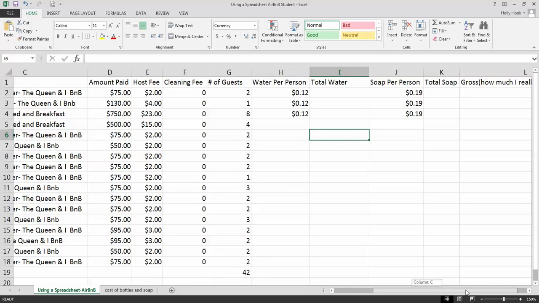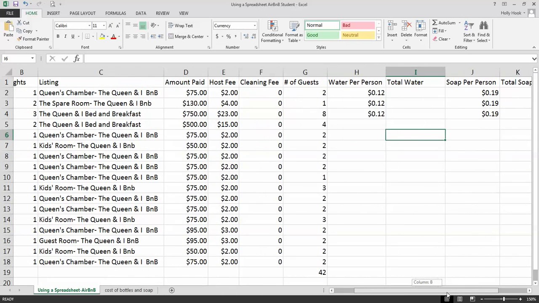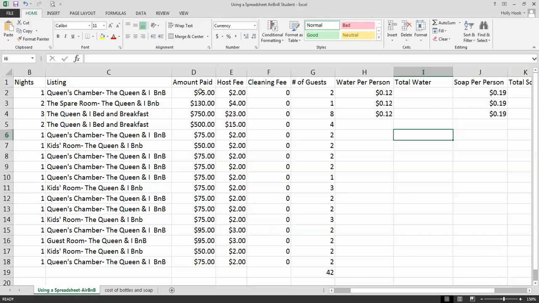So to do that, we have several different steps. We know how much she was paid to begin with. So someone paid $75. She then has to take $2 out of that, because that's what someone charges Mrs. Hook. And then Mrs. Hook also gives each person a water bottle and a travel size soap.